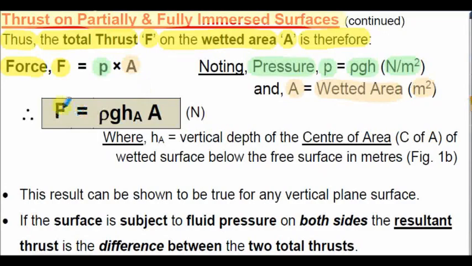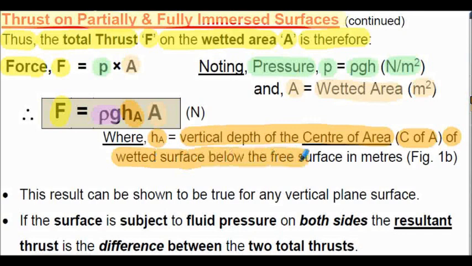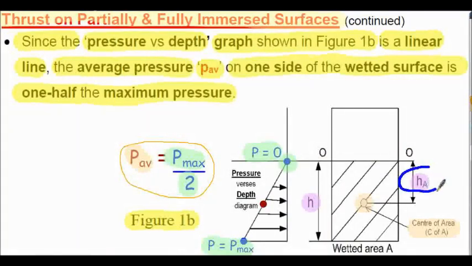So when we calculate our force, F, it's going to be rho times G. That's the mass density times the gravitational acceleration of 9.81 metres per second squared, multiplied by HA, multiplied by the wetted area. Note that force or thrust has the unit of the Newton, where of course HA is the vertical depth of the centre of area, C of A, of the wetted surface below the free surface in metres. That was shown in figure 1b. Here's figure 1b showing HA.